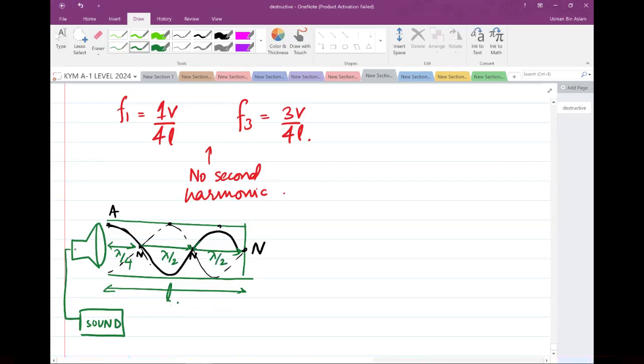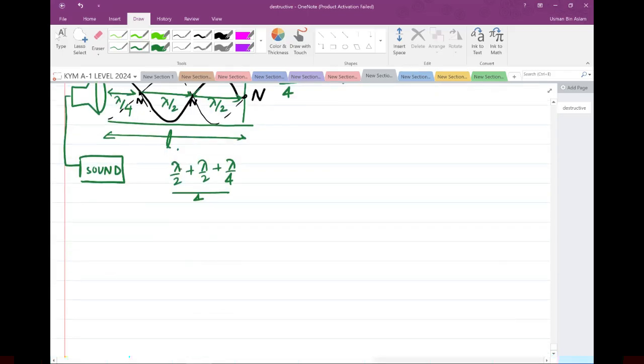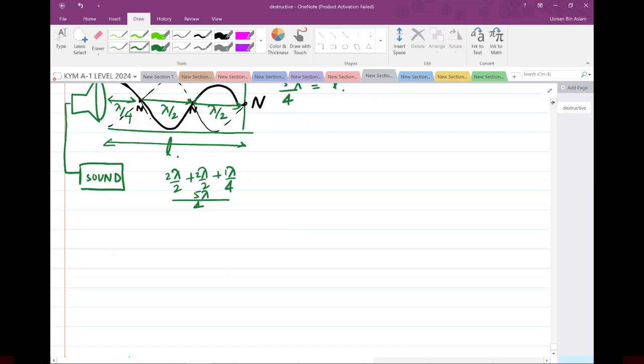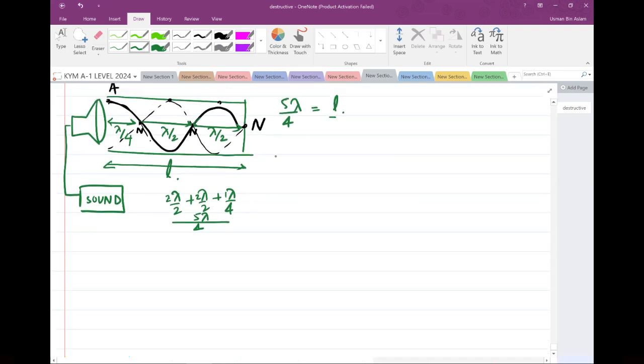So in this case, what is the total wavelength that is formed? 5 by 4 wavelengths are being formed inside the length L. How is it 5 by 4? Lambda by 2 plus lambda by 2 plus lambda by 4. If you calculate the LCM, the LCM for 2, 2, and 4 is going to be 4. This one is going to become 2. This is going to become 2. This is going to become 1. That makes it 5 lambda by 4. So 5 lambda by 4 wavelengths are being formed in the length L.